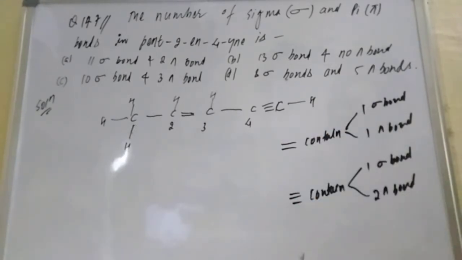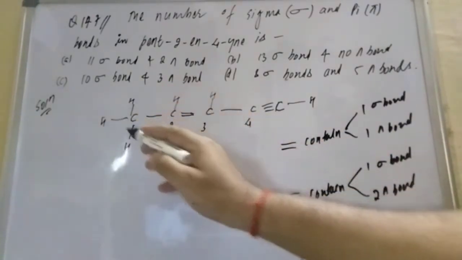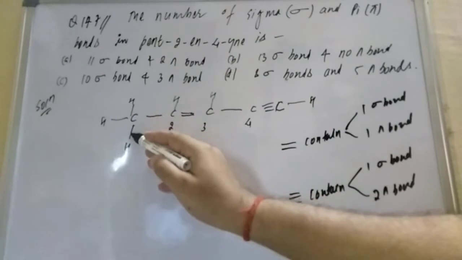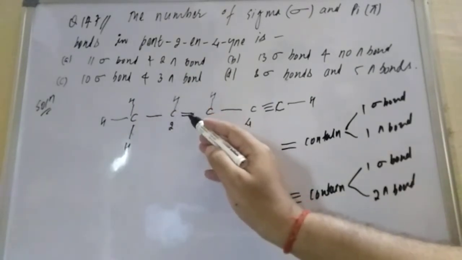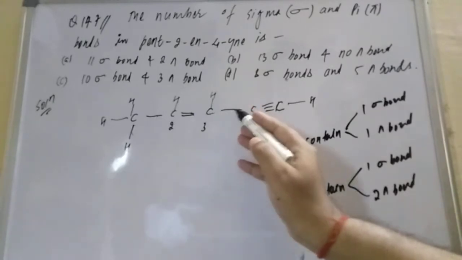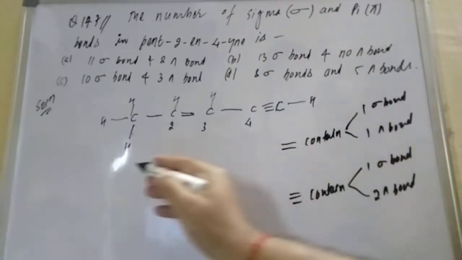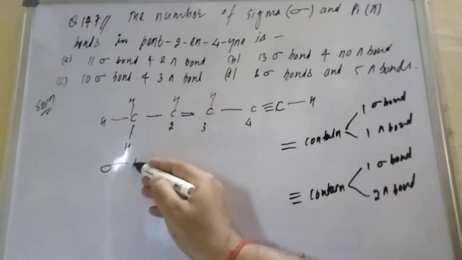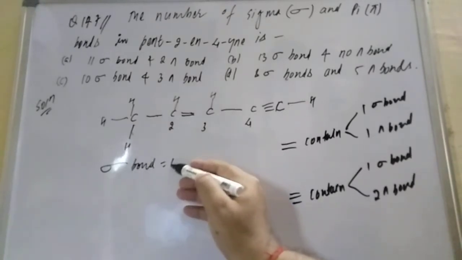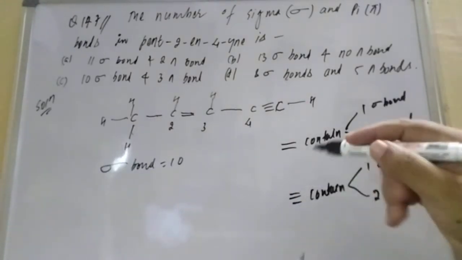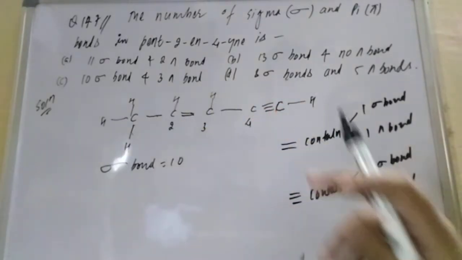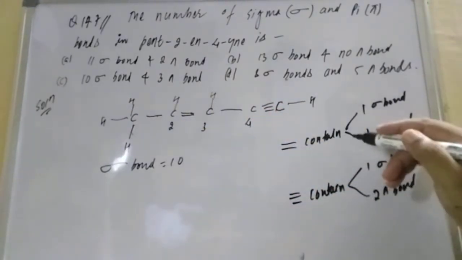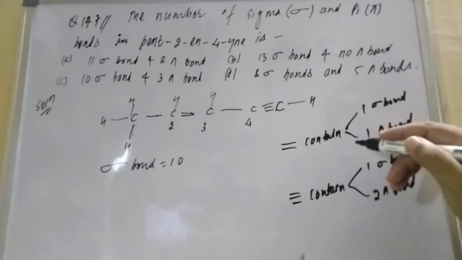Dear friend, you try to calculate the sigma bonds. So single bond 1 2, a single bond is a sigma bond, 1 2 3 4 5. Here a double bond is there, means 1 sigma bond, 6 7 8 9 10. So the number of sigma bonds is equal to how many, friend? That is 10. Now see the pi bonds, here is a double and here is a triple. Triple means 2 pi bonds, double bond means 1 pi bond.